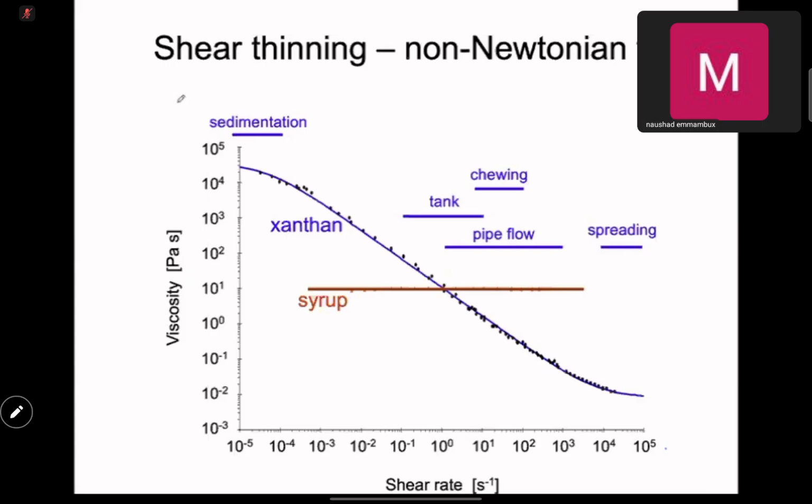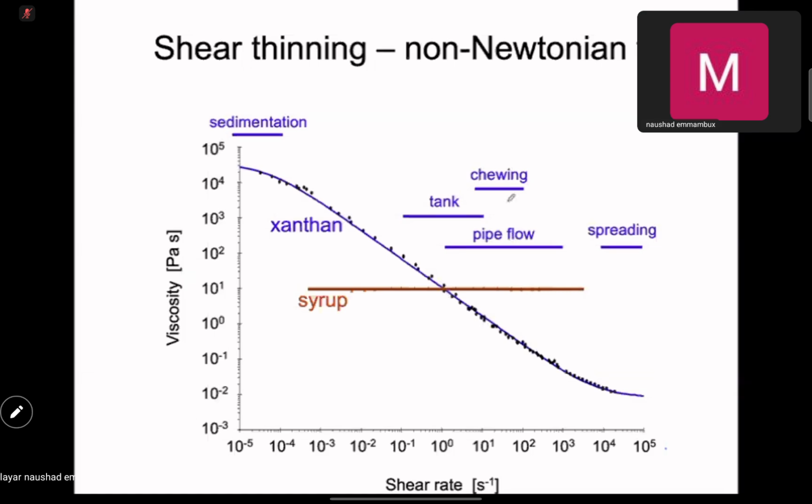Sedimentation is very low. Tank maybe about 10 to 1. Chewing is about 10 to 100 shear rate. Spreading is a very high shear rate. For example, your margarine on bread is not quite a fluid, but you can spread it nicely. Then pipe flow, and tank.